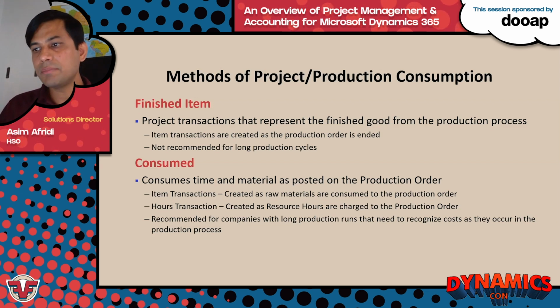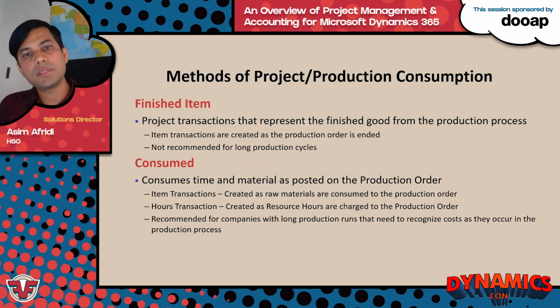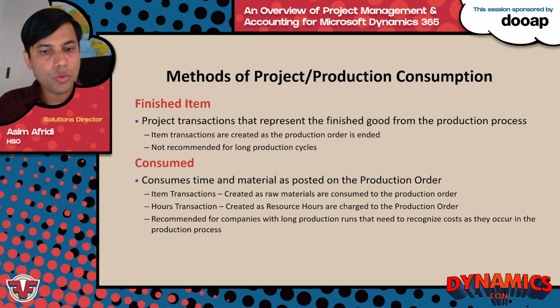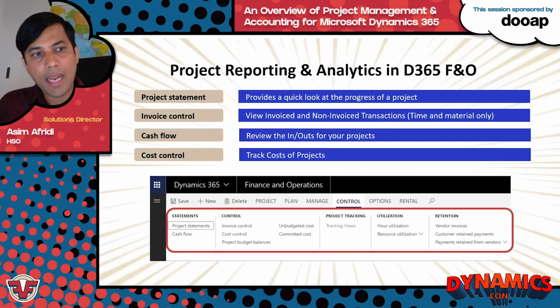So that's at a high level, different methods of project production consumption, and the way you can consume items on a project-based production order. And we also covered how we can go about creating production orders that relate to a particular project. So moving on to the next topic is the project reporting and analytics in Dynamics 365 F&O.